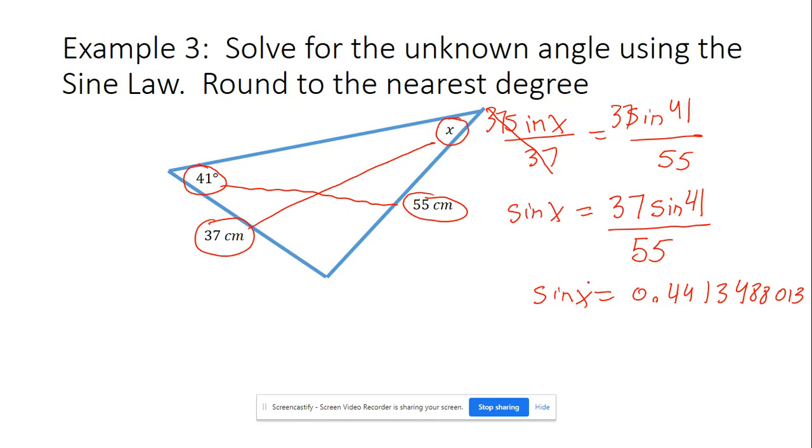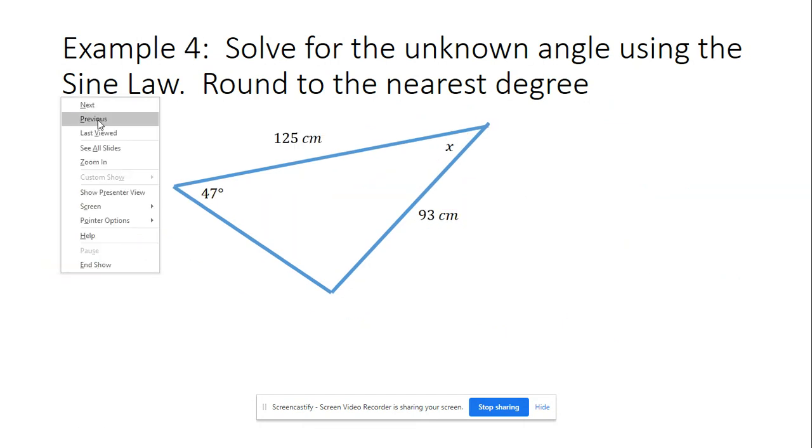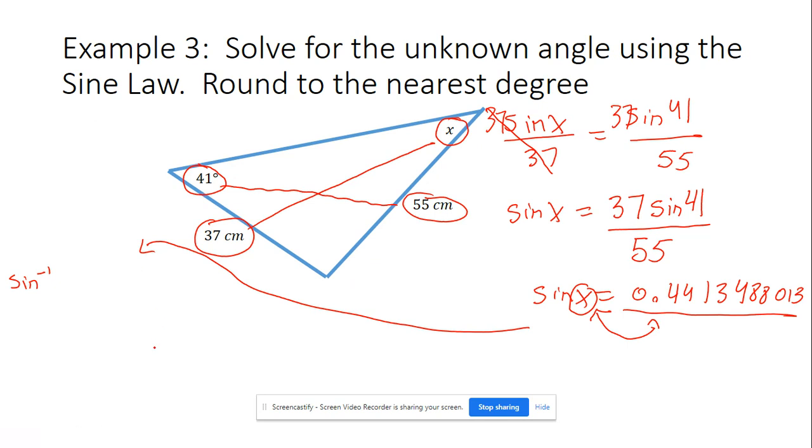Now, if you remember back from Math 10, we have a way to get angle x from an equation like this. We want to take this x and this number over here and flip them. Mathematically, flipping something like this is what we call inverting it, or taking the inverse. I'm just going to put an arrow over here. So we want to go sine inverse, which on your calculator is the -1 button. Sine inverse of 0.4413488013, and that equals x.